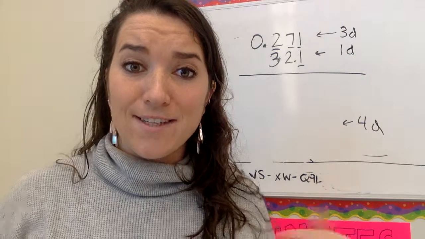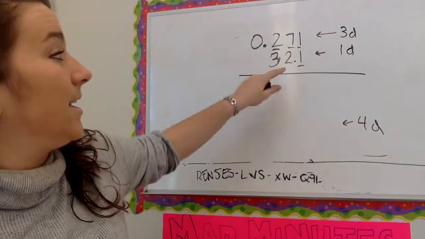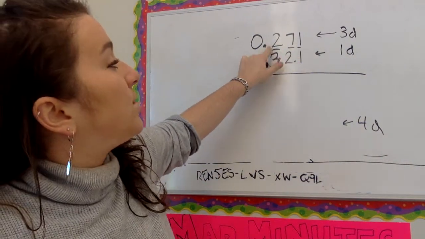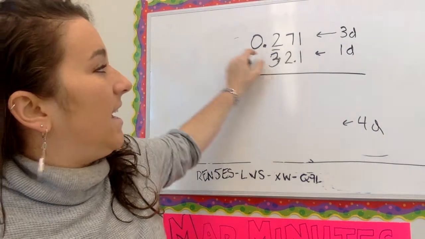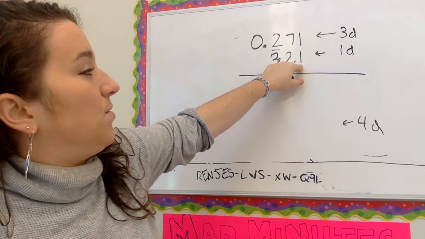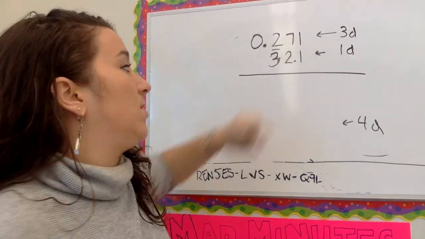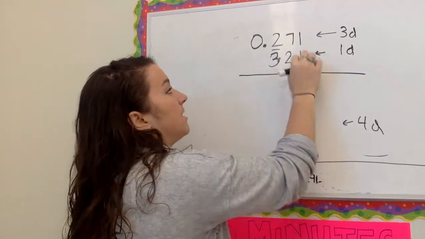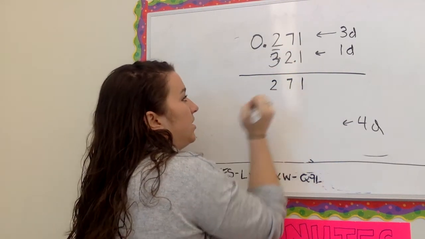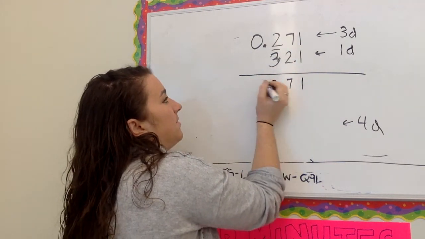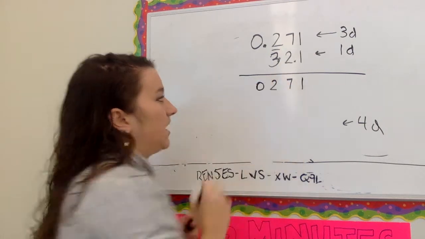Now that I've figured out the decimal, I'm ready to multiply normally. So I'm going to start with my first number all the way on the right in the second factor. So I'm going to do what I do normally with all multiplication. 1 times 1, which is 1. 1 times 7, which is 7. 1 times 2, which is 2. Then I'll add, and then 1 times 0, which is 0.